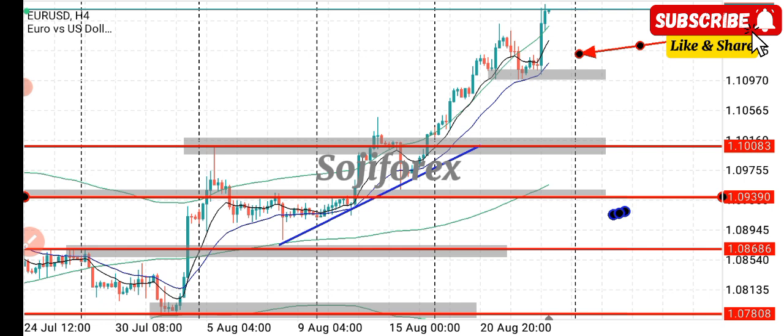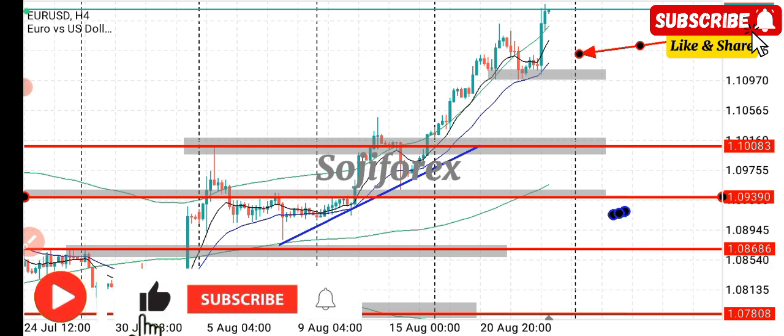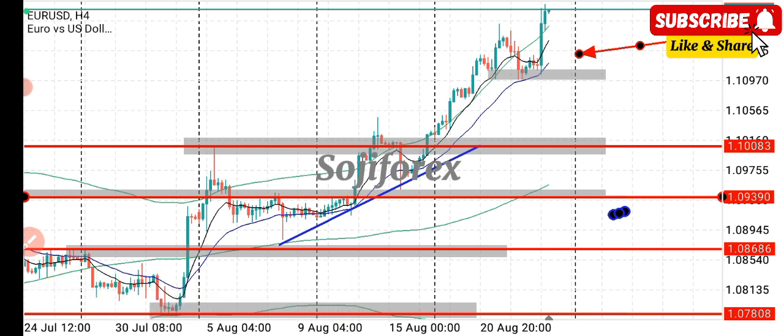And if you want to determine the trend of the market using the Bollinger Band, all you need to do is pay attention to the higher time frames, which are the 4-hour and the daily time frame.